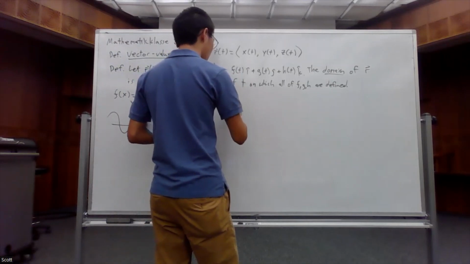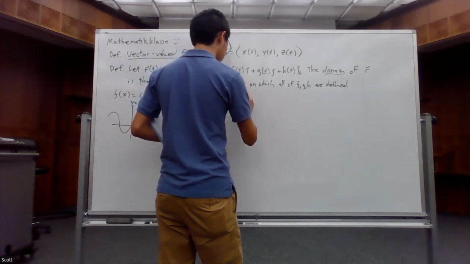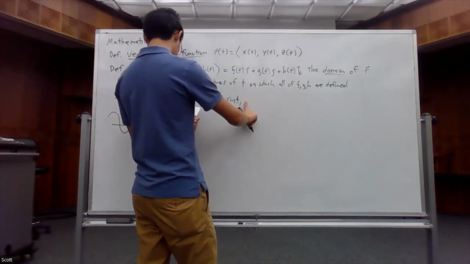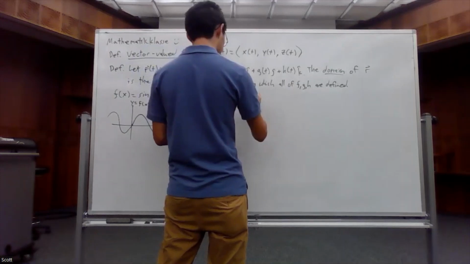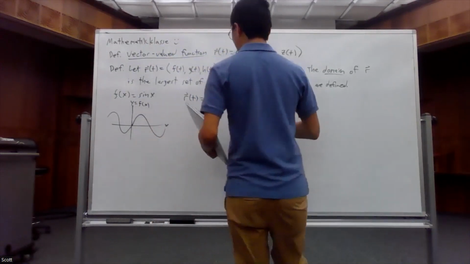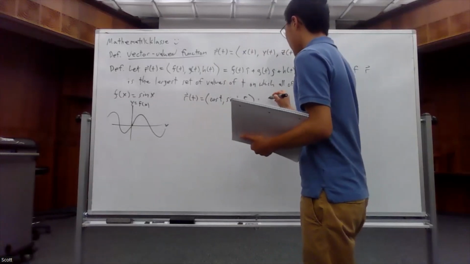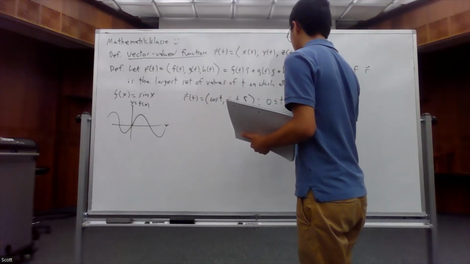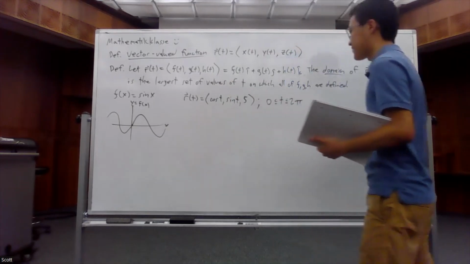So cosine t. The y component goes with sine. And then we can just choose for the z a constant here. Let's do 5. Doesn't really matter. And now notice I'm going to specify a very specific range for the parameter. I want 0 less than or equal to t less than or equal to 2 pi.